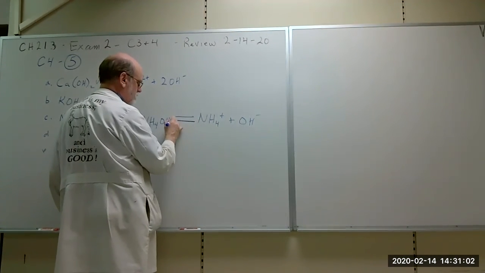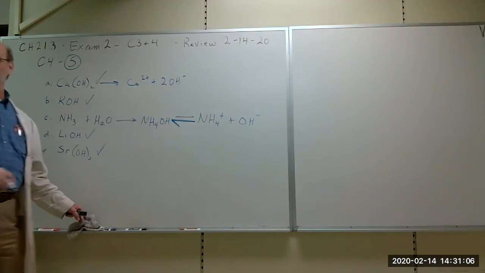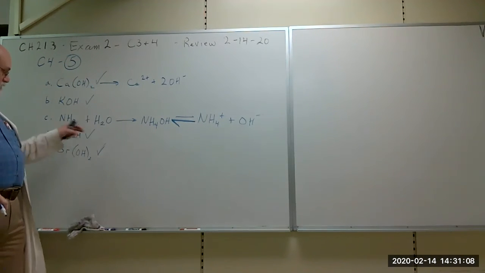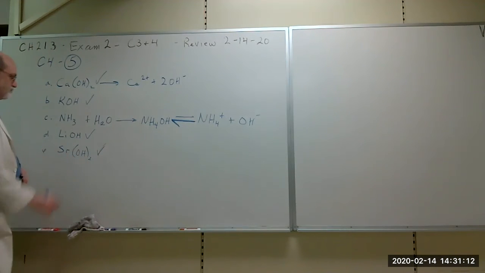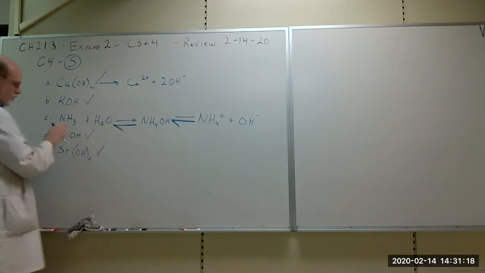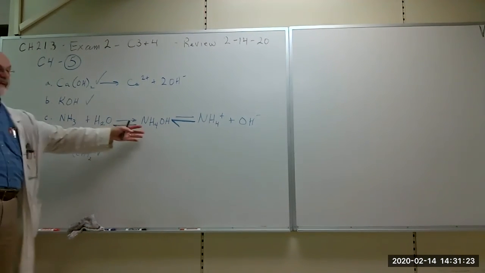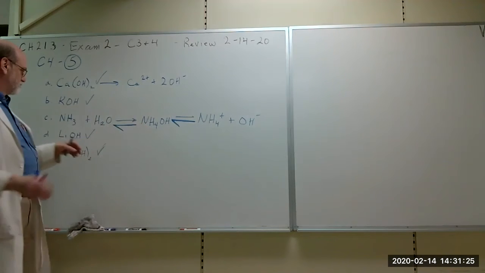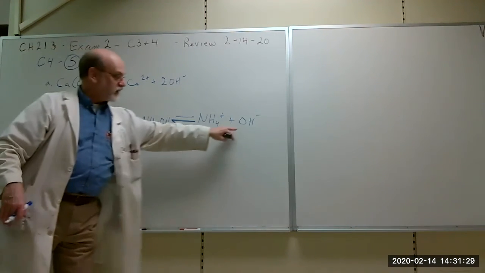It prefers this, right? Once it makes this, it likes to stay there. Actually, to be honest with you, it prefers to be this, dissolved in water. It doesn't even make that, right? So that makes it a weak base because it produces very little of this.